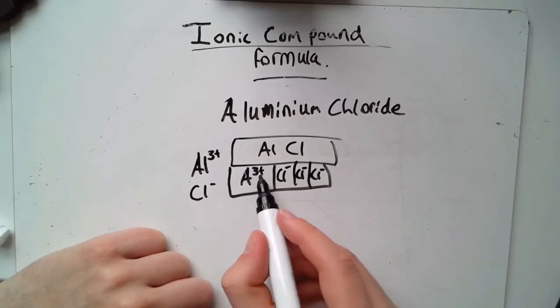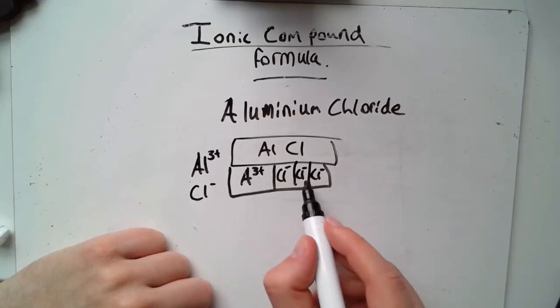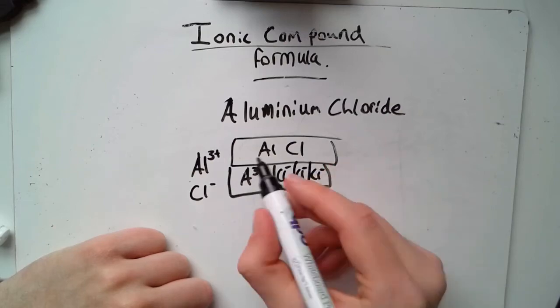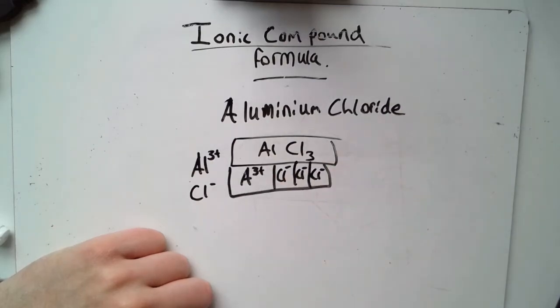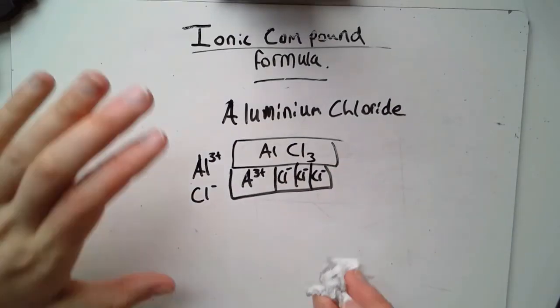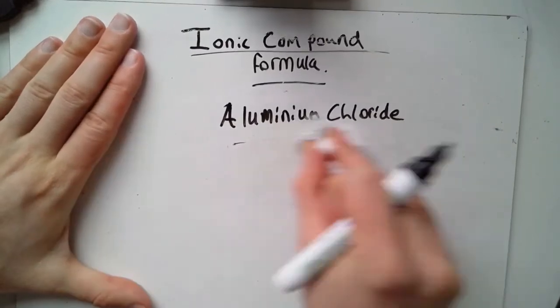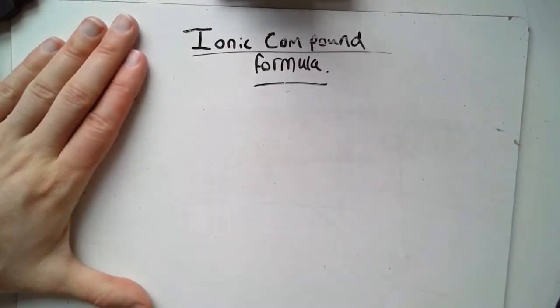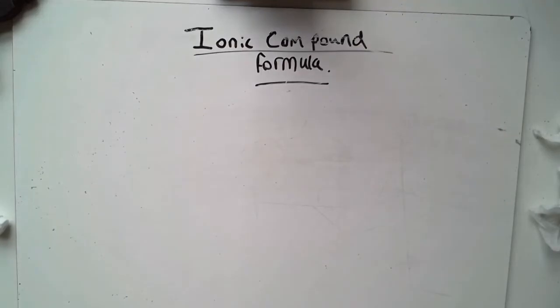See, in this case the charge is 3+, so you need 3 negative chlorides to cancel out that aluminium, so it's going to be AlCl3. So those are the worked examples for the easiest kinds, the ones that involve monoatomic ions. What we're going to look at now is polyatomic ions.